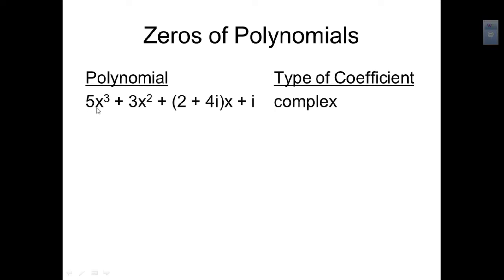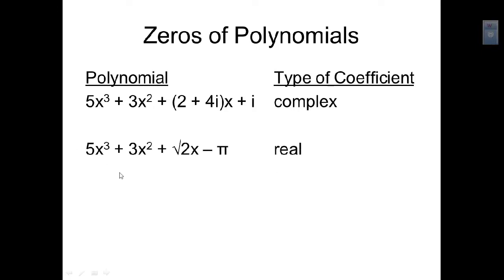A polynomial can have numbers like this over here, and if one of the coefficients is imaginary or complex, then it's a complex coefficient. That means that you're going to have imaginary numbers introduced into your zeros somewhere in there. Now, that doesn't always mean that's the only way you know that, but you know that if you have complex coefficients, you're going to have complex numbers in your zeros.